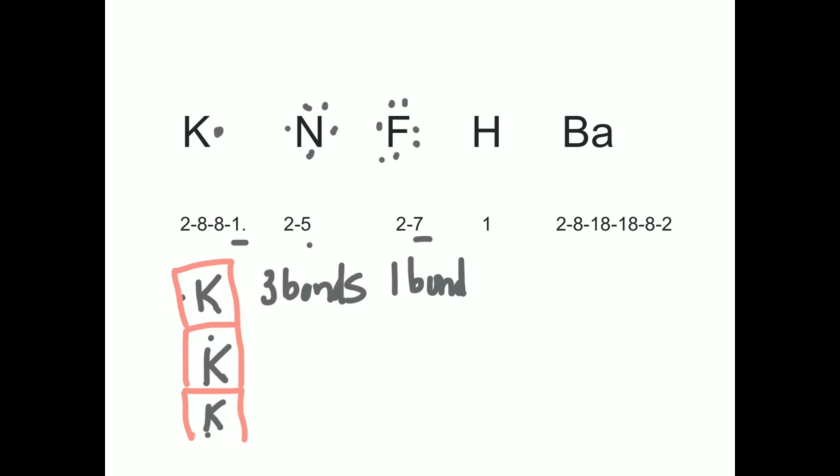Hydrogen only has 1 valence electron, or 1 electron altogether, so it has a very simple Lewis dot structure, just 1 dot. Barium has a very large electron configuration, but we're only going to focus on the valence electrons, since only those electrons participate in bonding. When I draw barium, if I start on the east side of my symbol, I have 2 dots.